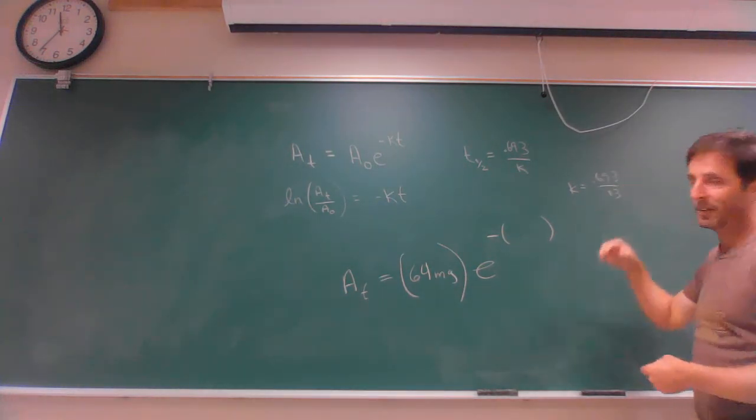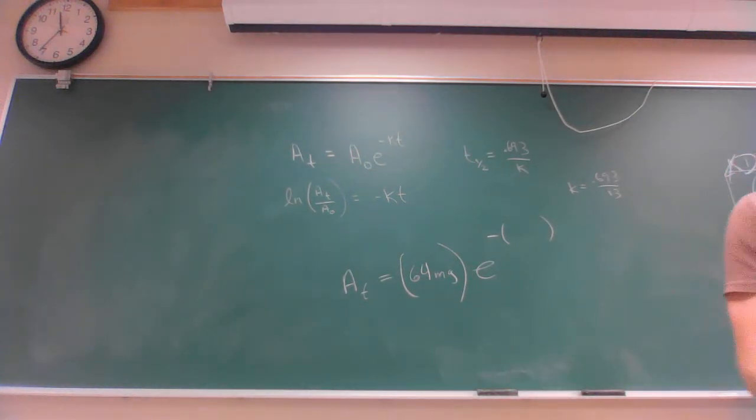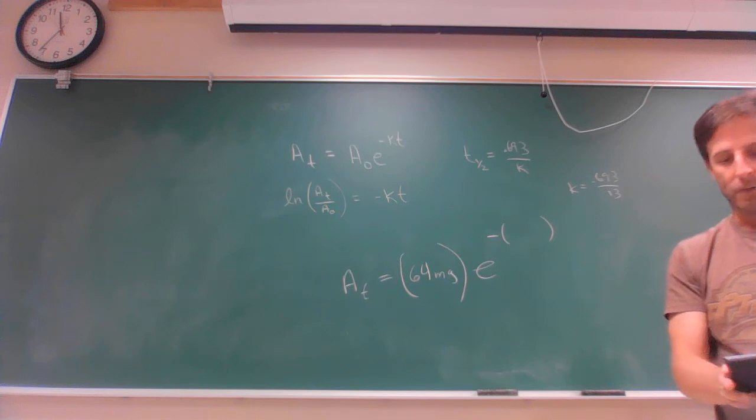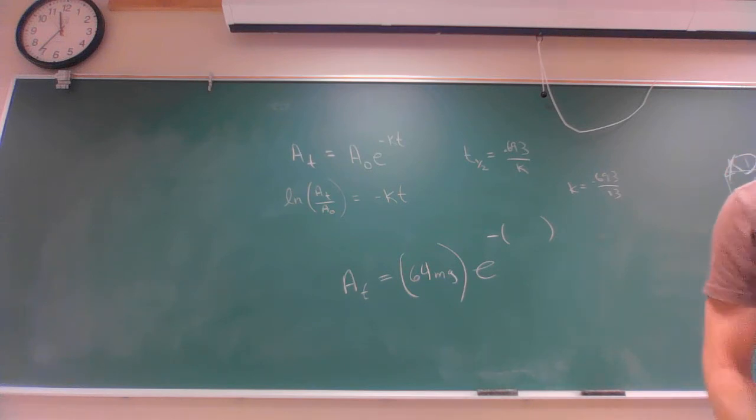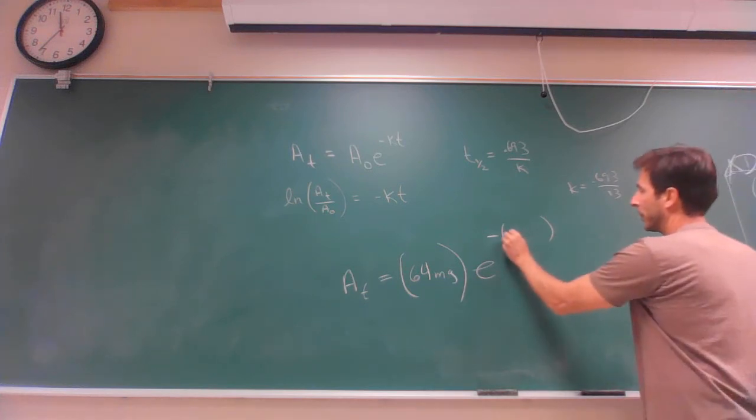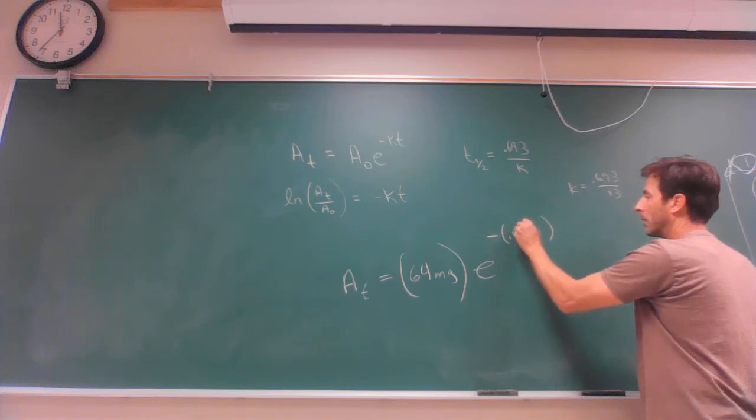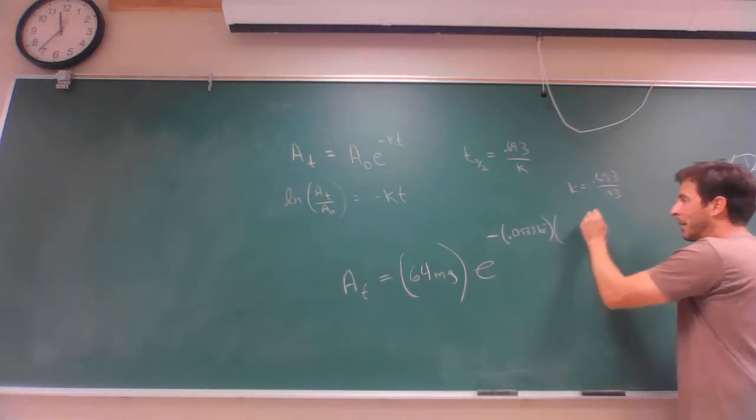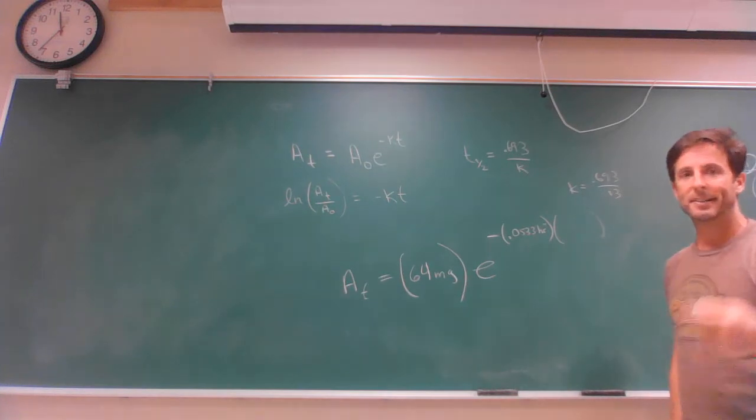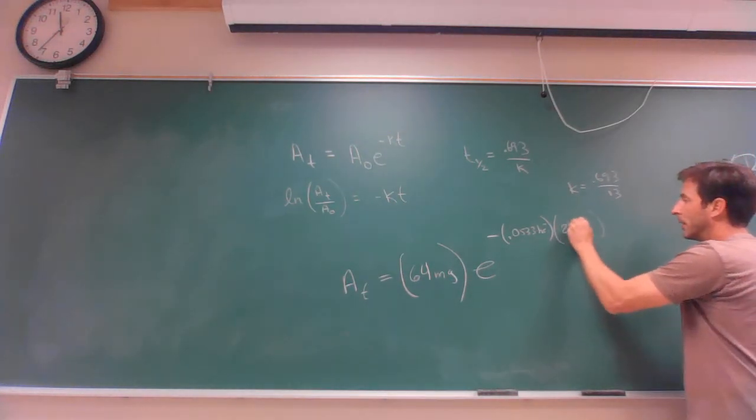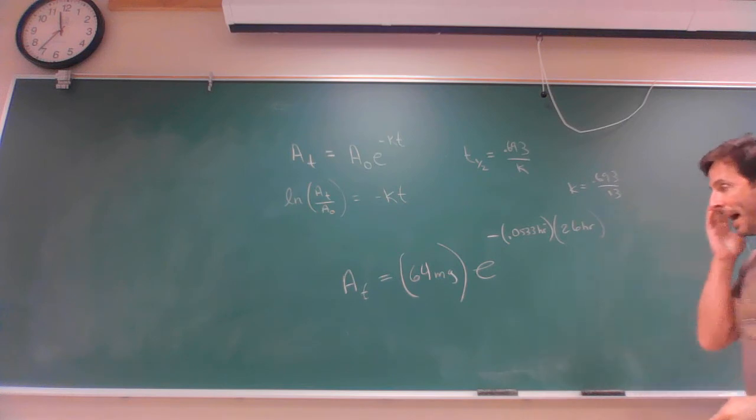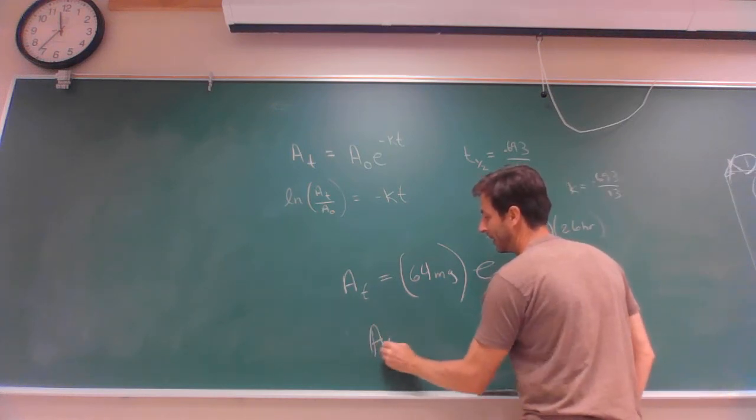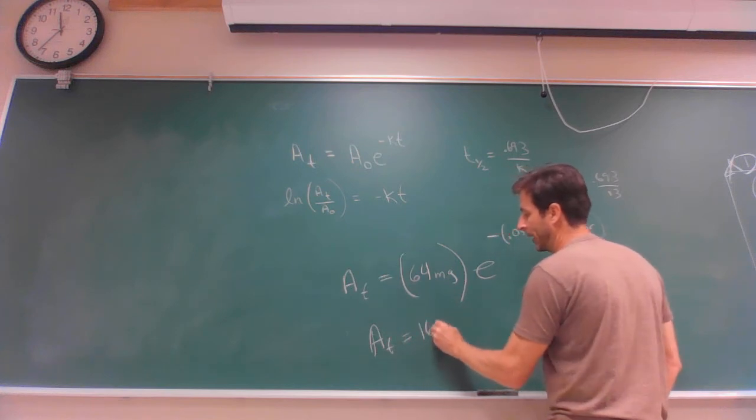So if I divide that, I'll go ahead and do that real quickly. 0.693 divided by 13. The value of k is going to be 0.0533 hours to the minus 1. Times the amount of time that has passed, which is 26 hours. So now, if you work that out, we should get AT equal to 16 milligrams.